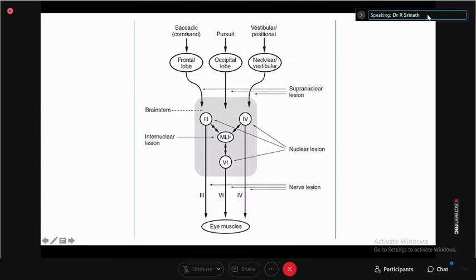Now we should always remember that a saccade, which is a sudden jerky movement to turn and look at some object, is a command controlled by the contralateral frontal lobe, whereas pursuit is a following movement, controlled by the ipsilateral occipital lobe. So this is very important to know. And then there are certain vestibular reflexes, with vestibular and positional receptors in the neck, ear, and vestibular apparatus inside the cochlea. Along with the brainstem as well as the medial longitudinal fasciculus, these control the eye movements.